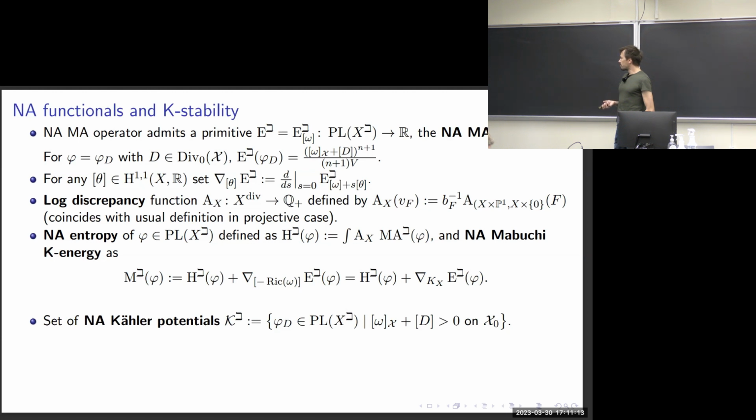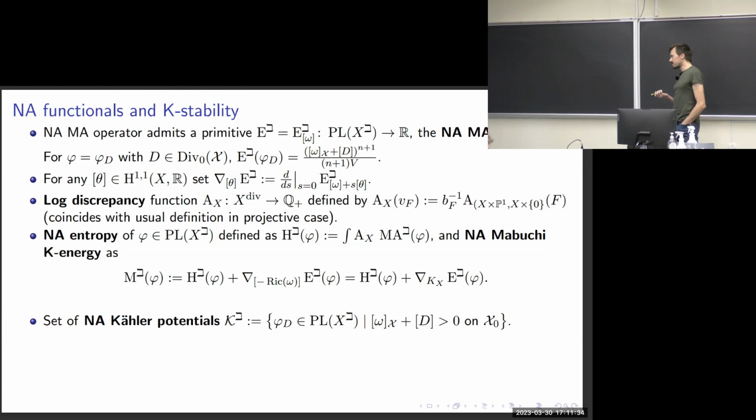Okay, now we want to impose some positivity on our PL functions, just like we have for Kähler potentials. So we look at PL functions such that omega plus D is Kähler on X0, so positive on X0 in the sense of cohomology classes. And that corresponds to the test configurations. If everything is projective and omega is really the class of a line bundle, this is the usual notion of test configurations, including a line bundle with ampleness built in.